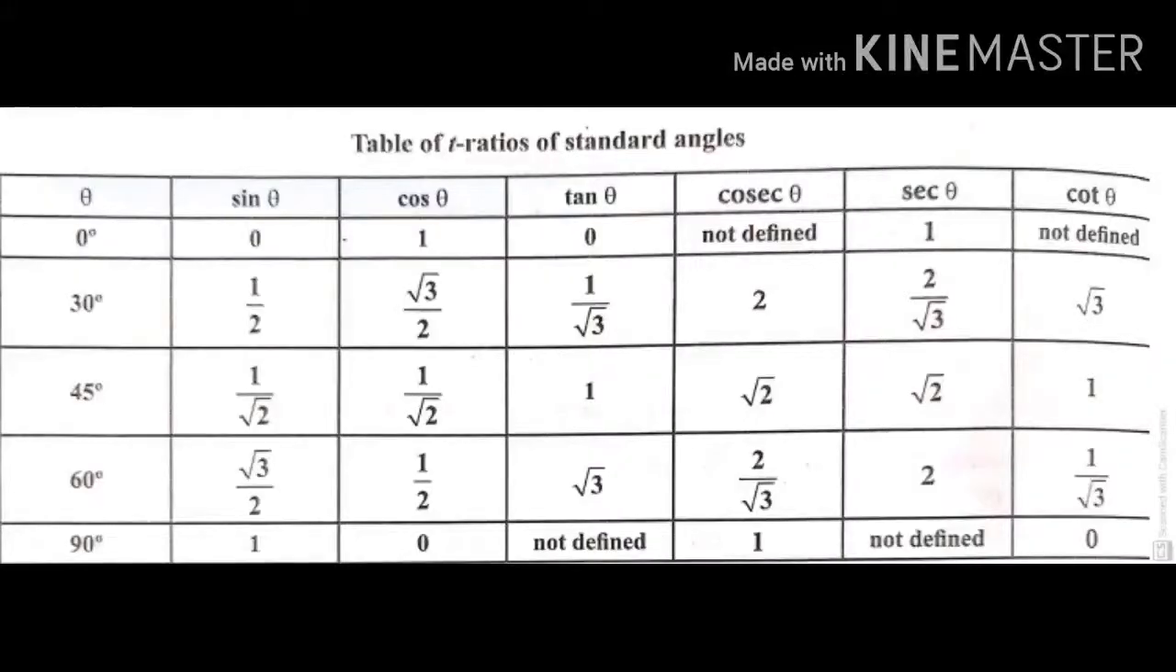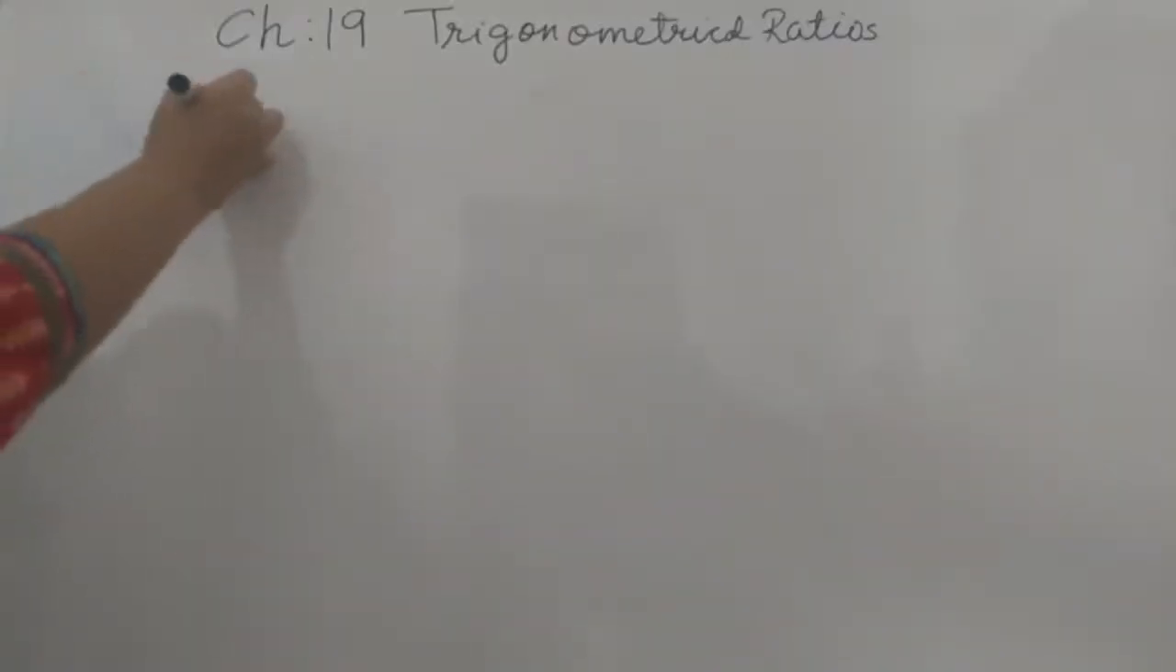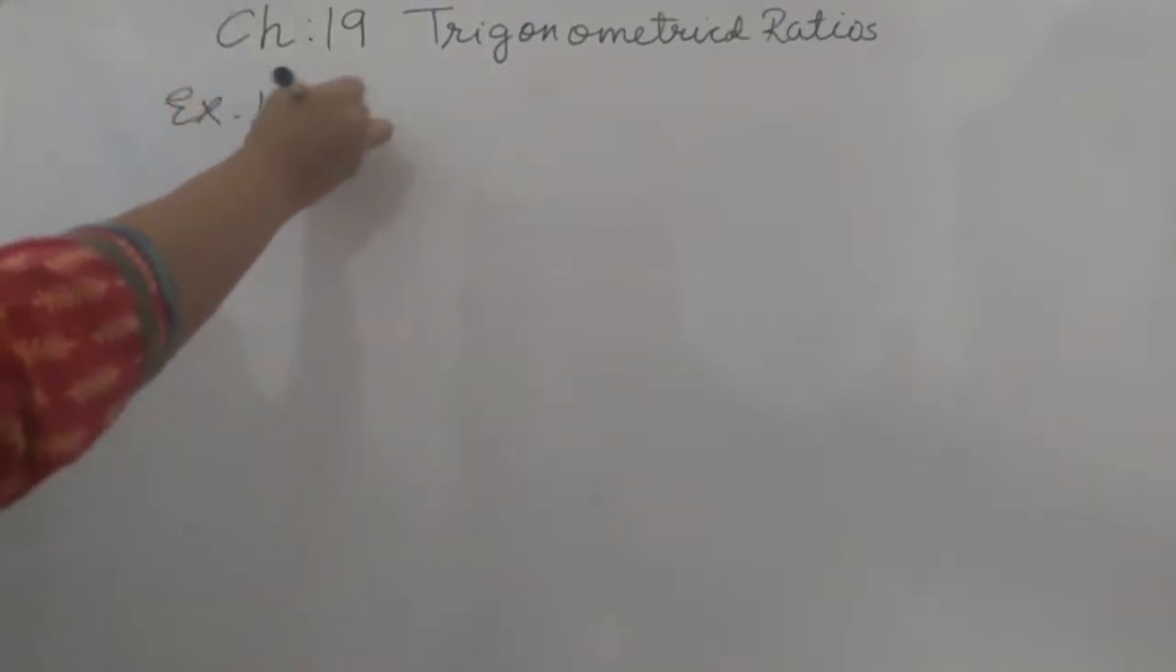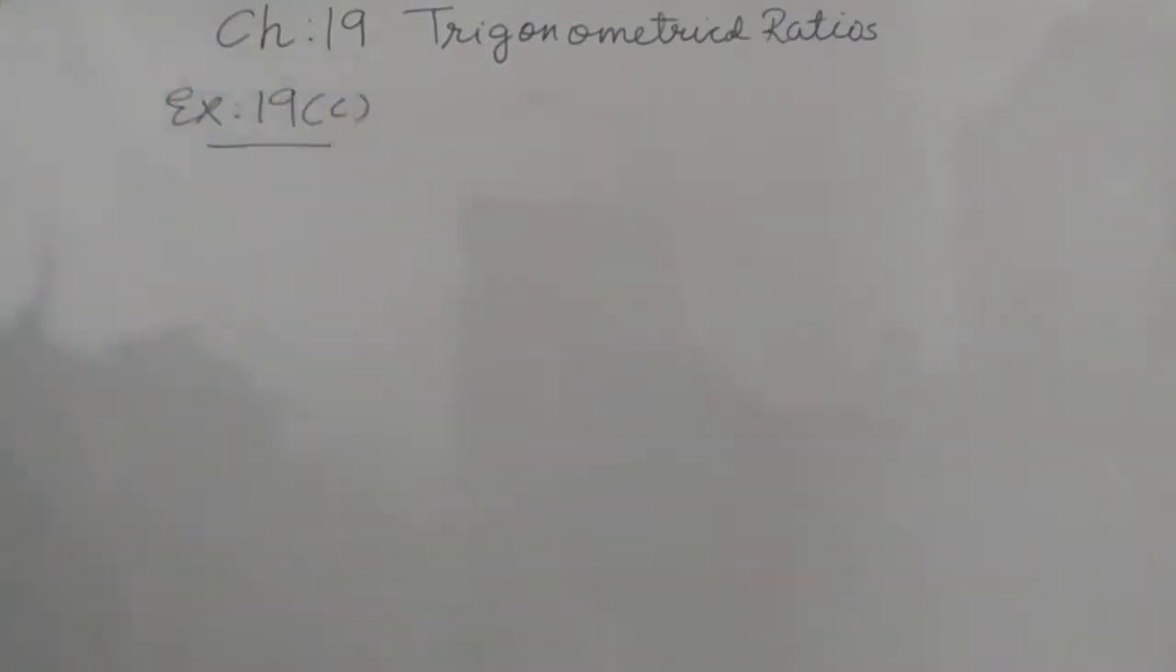This is our table of T ratios of standard angles 0 to 90 degree: sine, cos, tan and cosec, sec, cot theta. Exercise 19C. Start right now. Question number 1 in your textbook. Prove that sine 60 degree is equal to 2 sine 30 into cos 30 degree.